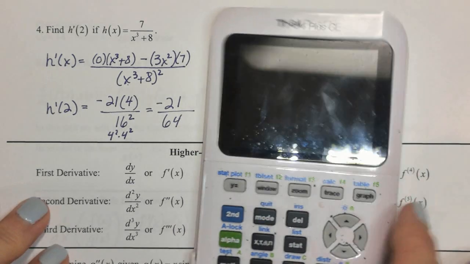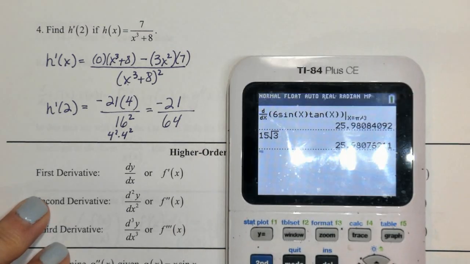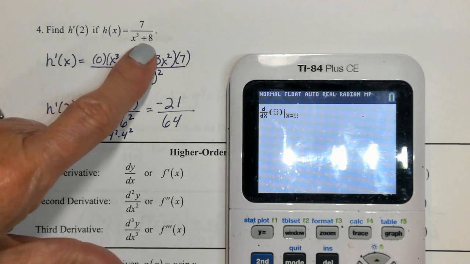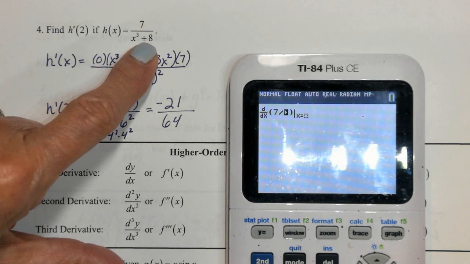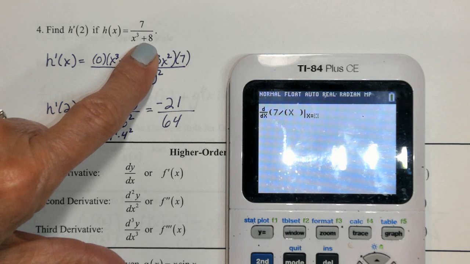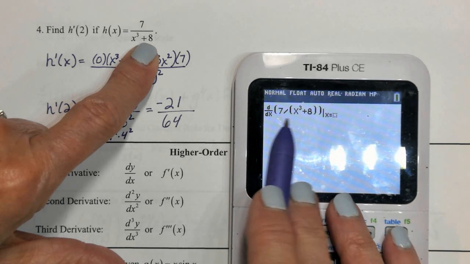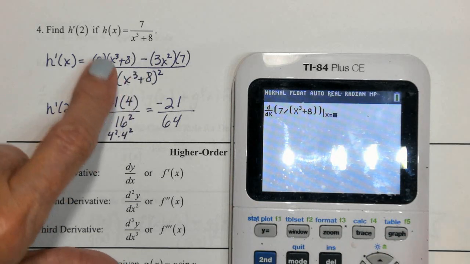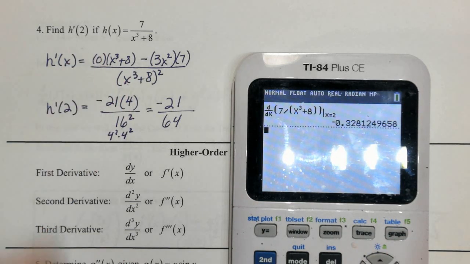Let's do a little check on that one. Derivative of 7 over parentheses x cubed plus 8. Make sure you put parentheses around the denominator, otherwise you are only dividing by the x cubed and then adding 8 to everything. At 2. And then let's do negative 21 over 64.